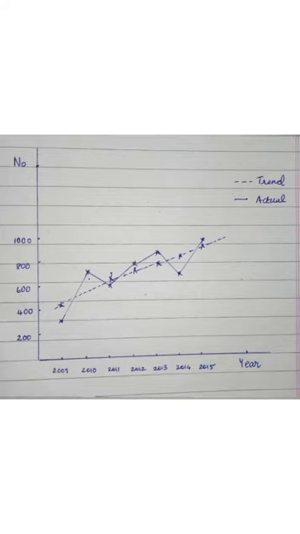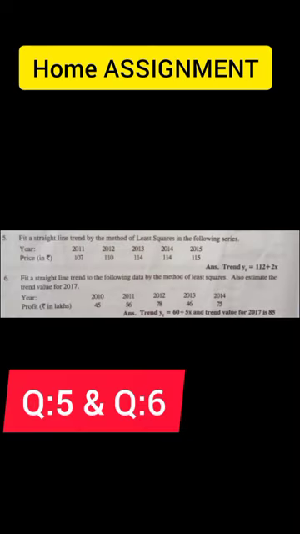So dear students, this is how we plot a straight line trend with the help of the least square method. We have a little more procedure to do, but it is very simple if you understand it. Please go through the sum properly and try to practice this sum twice. For home assignment, practice this same question twice, along with home assignment questions 5 and 6 from your textbook. Thank you.